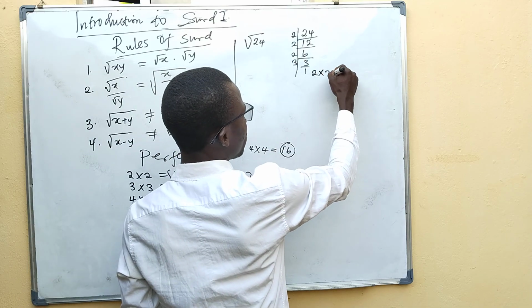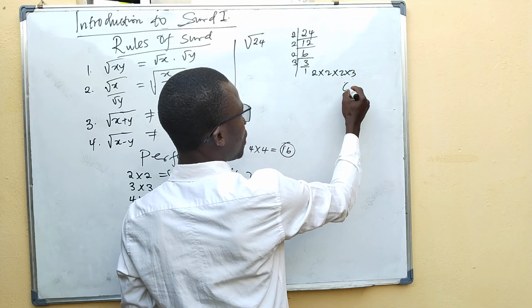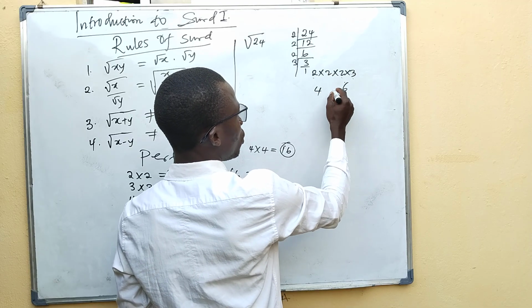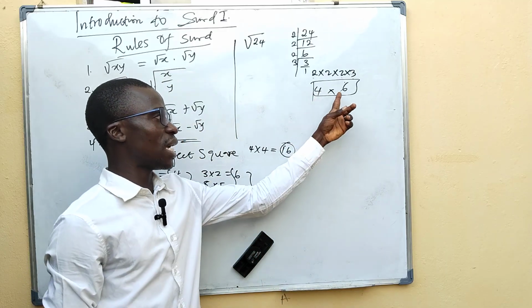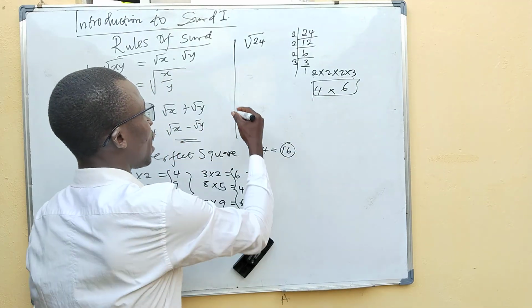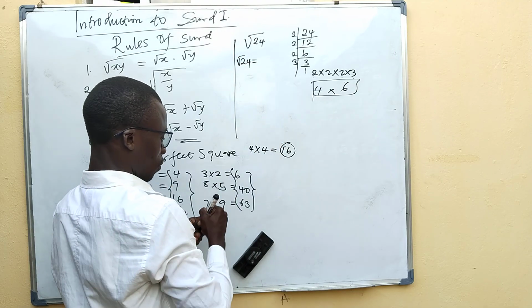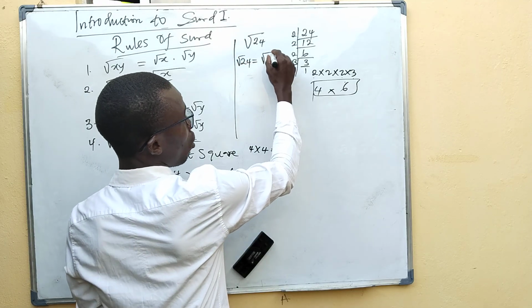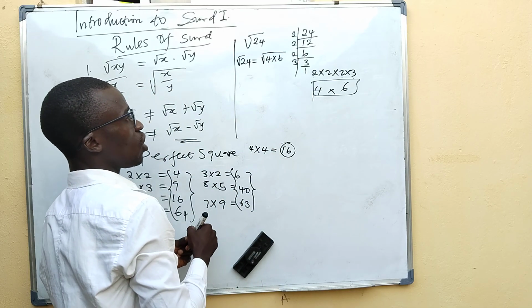So can we check what we have now? We have 2 times 2 times 2 times 3. Now, 2 times 3 is 6, 2 times 2 is 4. Do you now see? This is how he arrived. The person may arrive at 2 times 4 times this. So we can say that square root of 24 is the same thing as square root of 4 times 6.